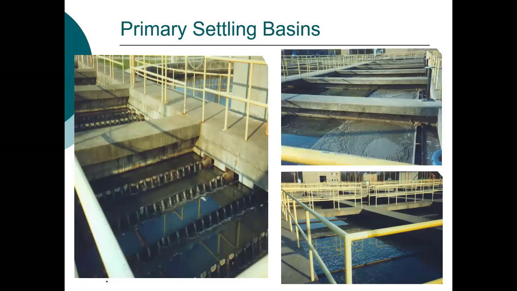These are the primary sedimentation basins at the East Lansing plant. They're horizontal sedimentation basins. You can see the scum on the top. This is the oils and grease. You can see this is the scum trough here, and the goal is to skim that off at the top. The solids are settling to the bottom.